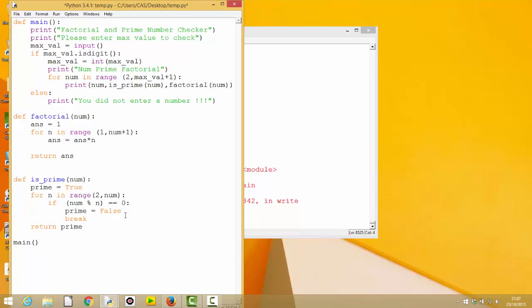Okay, so that's our basic program. Can we make any improvements on that? Well, let's just have a quick think about that.